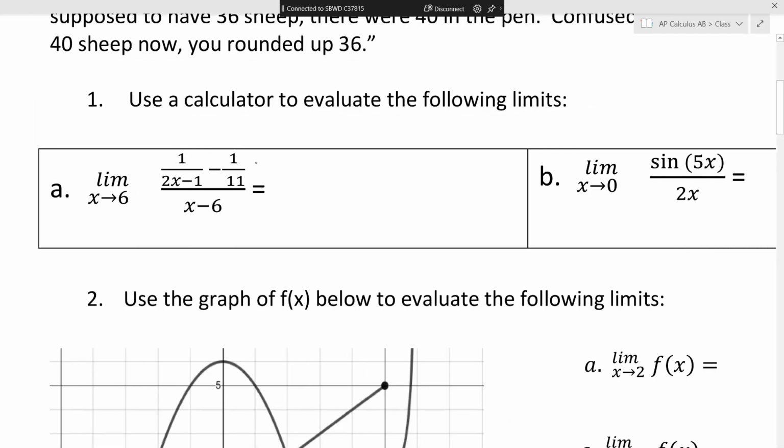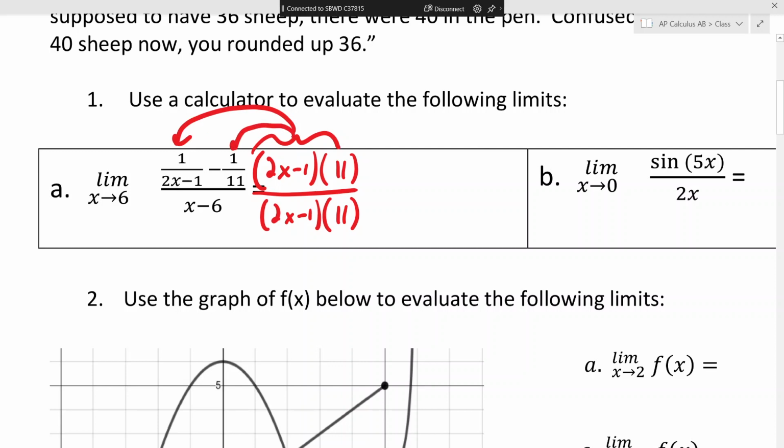For this one, I'm hoping you're thinking, if you did this, it says use a calculator, but we can do this one by hand, so let's go ahead and do it by hand. It'll look like this. If anything pops up that you're like, what? That's not good for tomorrow, so let me know. These are both getting distributed into here, into here. And that's going to turn this into 11 minus 2x minus 1 over x minus 6 and an 11 and a 2x minus 1.